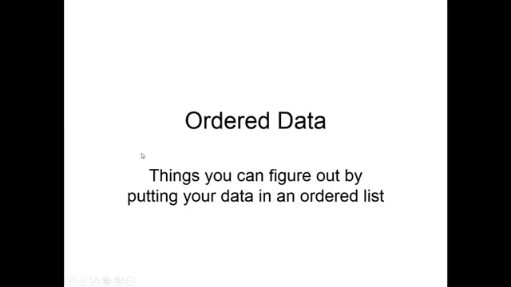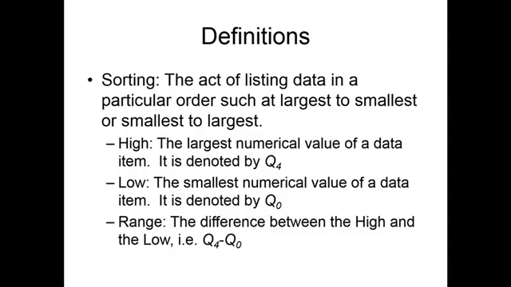So this presentation is about ordered data and things that you can figure out by putting your data in an ordered list. We imagine you starting out with just a bunch of numbers and just some way to get a handle on them. The first thing we're going to do is talk about sorting. Sorting is the act of listing data in a particular order, such as the largest to smallest or the smallest to the largest, so that they are in order.